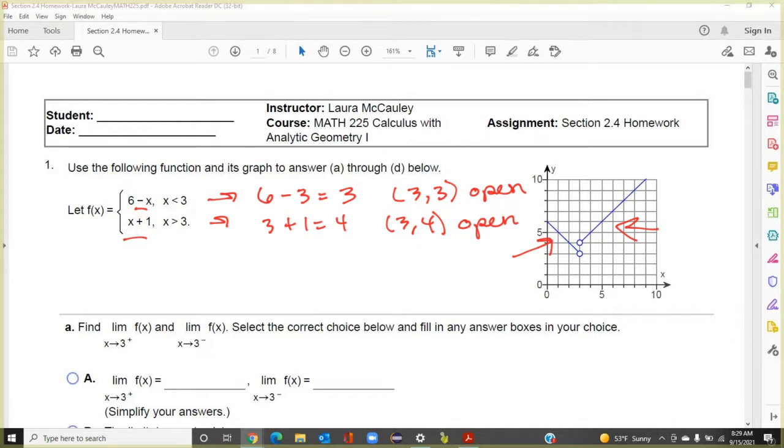The first one says, as I approach from the right, what's going on? As you approach from the right side, that would be where that red arrow is. You're coming in from the right, and you're going to that open circle right there. And where is that at? That's at 4. Now, as you're coming in from the left, you're getting super close to that open circle, which we know is at 3. So coming in from the left, the function's going to 3. Coming in from the right, the function's going to 4.